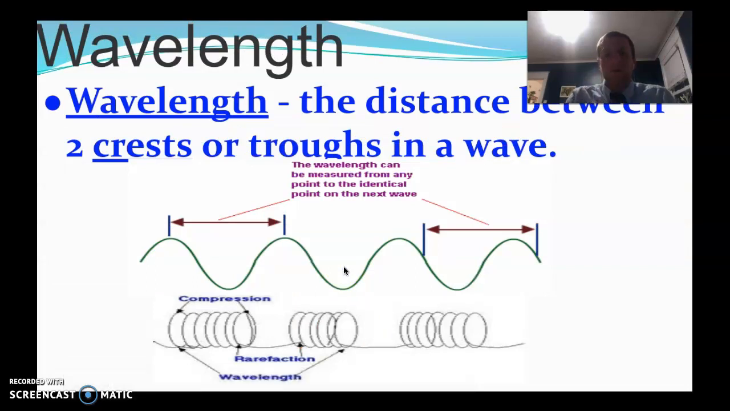Okay, the next property we'll talk about is wavelength. Wavelength is basically a measurement from one point on the wave to where it repeats again. So it's the distance between two crests or troughs in a wave. This could be from the top to the top, the bottom to the bottom, the middle to the middle. But just be careful. A full wave is a full cycle, so it goes up and down and then back to where it started from.